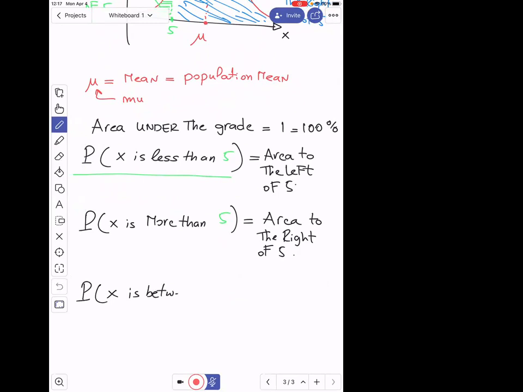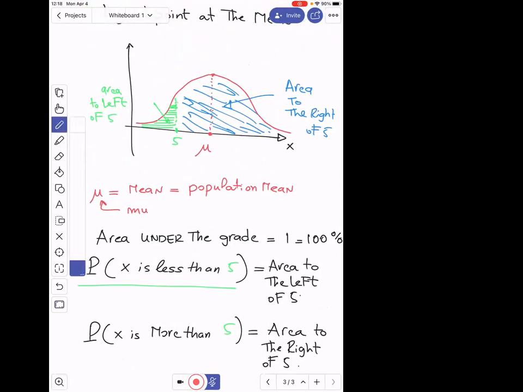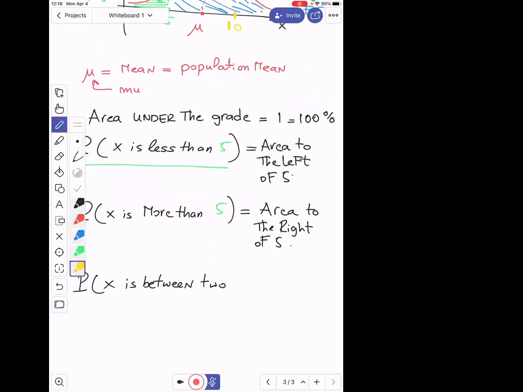So x is between two numbers. Let's say 5 and, I don't know, 10. So that's 5, and then here somewhere we have 10, right? And you want to find the probability that the variable x is between 5 and 10.